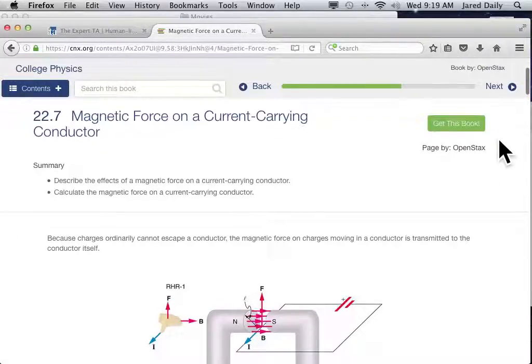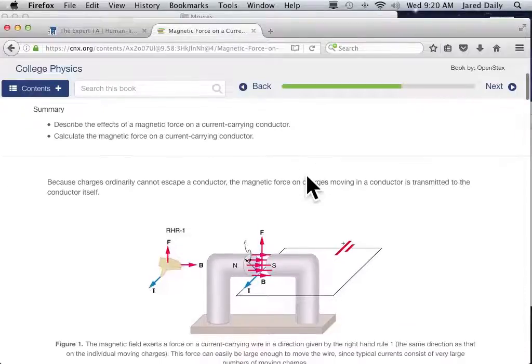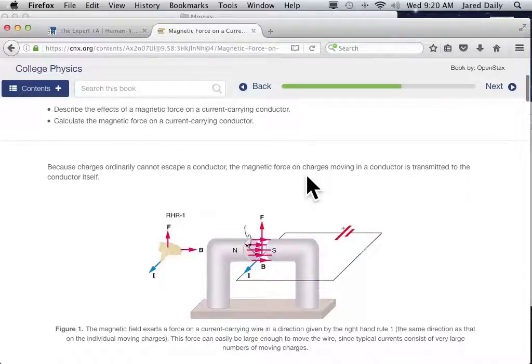Now we're going to apply that effect in a few different situations as we start to talk about forces on objects that are carrying currents. In this first situation, we're going to start with a wire that is carrying a current, and we're going to put it in a magnetic field, and we're going to figure out what kind of force is going to be applied to the wire. Okay?